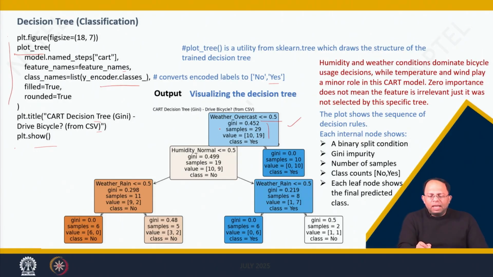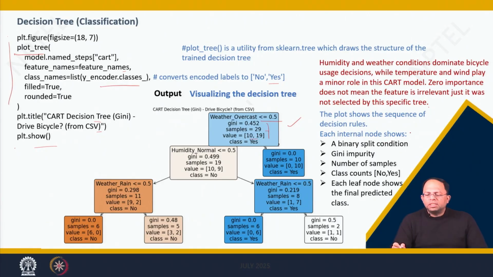For each level, how many samples are there? What is the Gini value of that particular level? And the yeses and nos are all given as well. So humidity and weather conditions dominate bicycle usage decisions, while temperature and wind play a minor role in this CART model. And 0 importance does not mean the feature is irrelevant, just that it was not selected by this specific tree, as we have seen in the feature importance. So that is what it shows here: weather overcast yes or no, humidity normal, weather rain, and then weather. These are the ones chosen for deciding the split in this particular model.